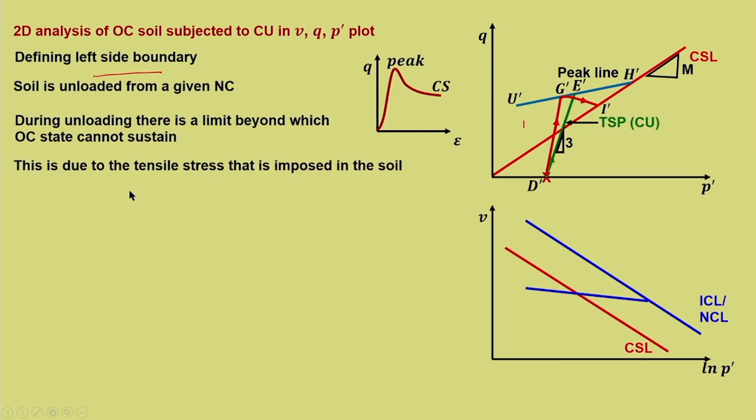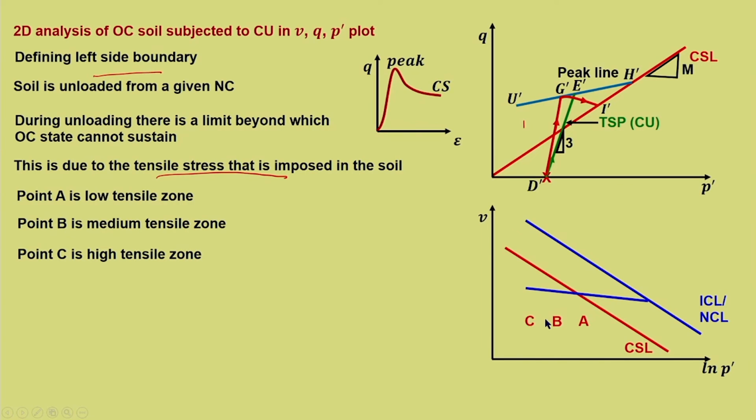This is due to the tensile stress that is imposed in the soil. Point A, let us say it is a low tensile zone. Here the possibility of tensile stress is less because it is close towards the normally consolidated line. Point B is a medium tensile zone and point C is a high tensile zone. There is a possibility of high tensile zone in point C. Now, soil cannot sustain tensile stress and failure would occur. This we know, soil is very weak in tension because these are granular.